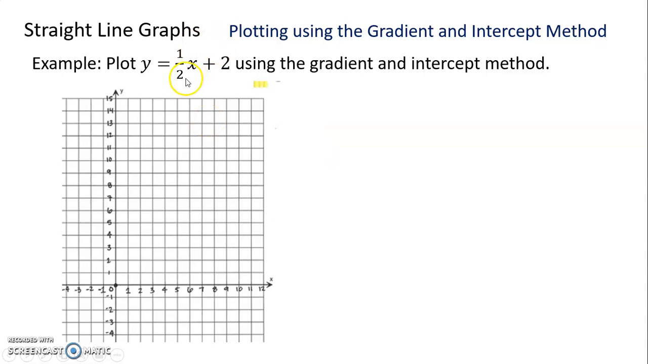Okay, slightly more challenging this time because we've got a gradient of 1/2. Now that's going to mean that for every 1 along, you go up by 1/2. So pause the video, again on the same set of axes, see if you can plot this using the gradient and intercept method.